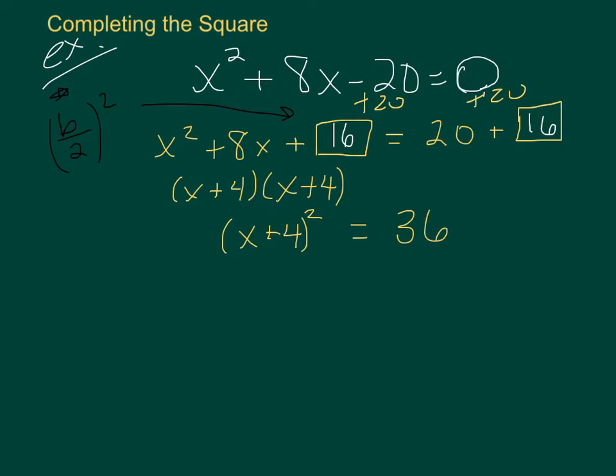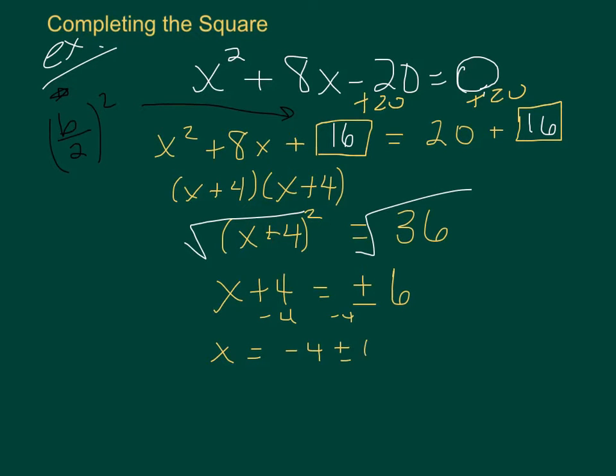Now we still want to solve for x. That's the whole point of this. So we can get rid of the square by doing the inverse operation, which is taking the square root. But what you do to one side, you've got to do to the other side. So the square root and the square cancel each other out. So you have x plus 4 here. That's what's left. And the square root of 36 is plus or minus 6. Now we subtract the 4 to the other side and get x equals negative 4 plus or minus 6.